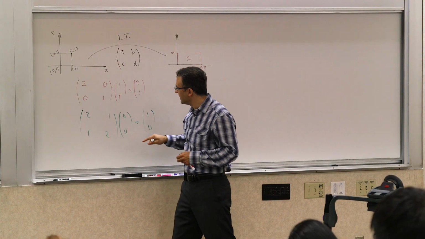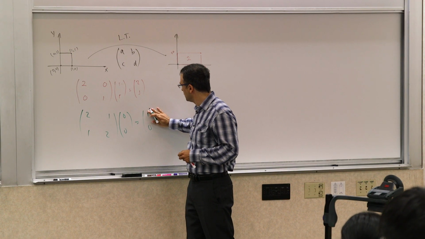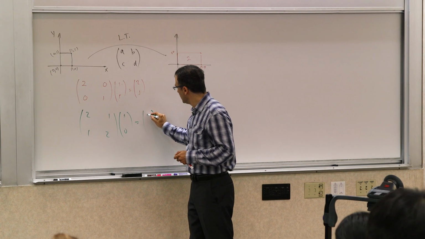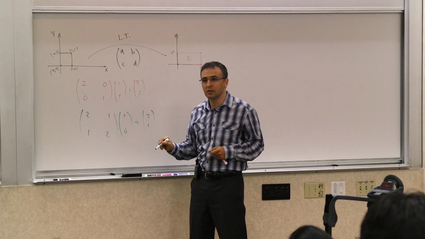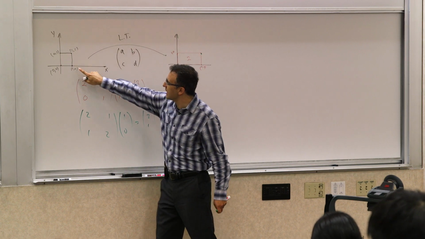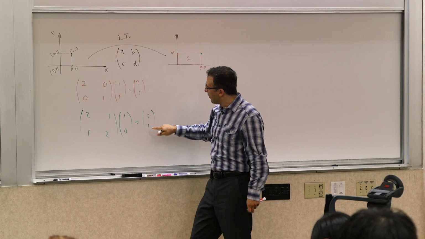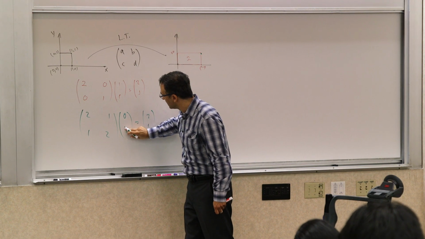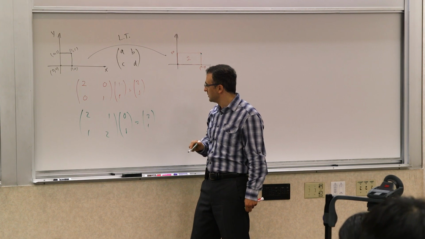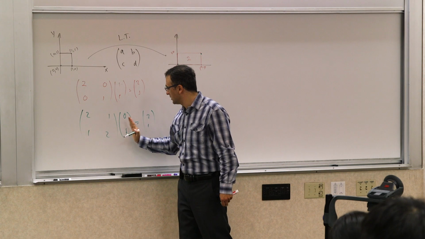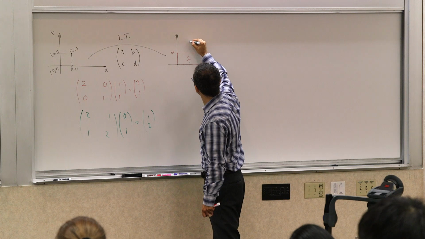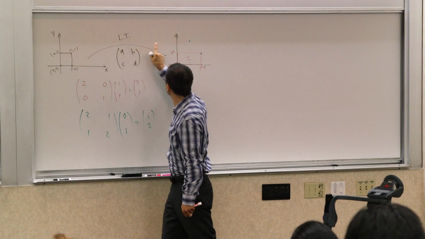How about point 1, 0? This point, where does it take it? It takes it to 2, 1, right? So it takes that point to here. So this guy goes there. Now, what does it do to 0, 1? 1, 2. So it goes to 1, 2. Goes here. So that point goes here.